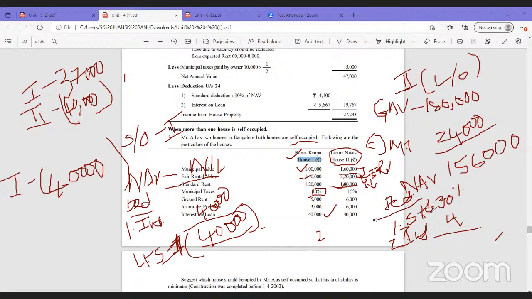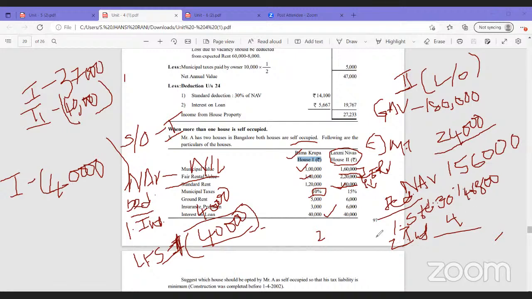So if you just look at here, standard deduction is 1,56,000 into 30%. It comes to 46,800 if I'm not wrong. Please cross verify it. It is 30% on net annual value, and net annual value is 1,56,000. So 1,56,000 into 30% comes to 46,800.